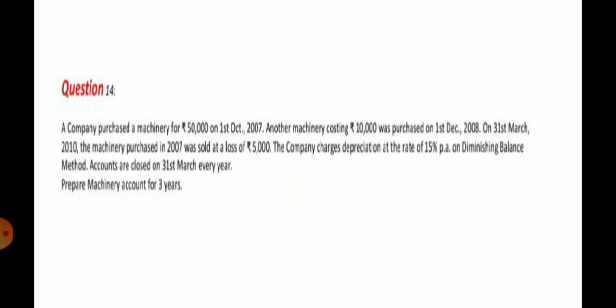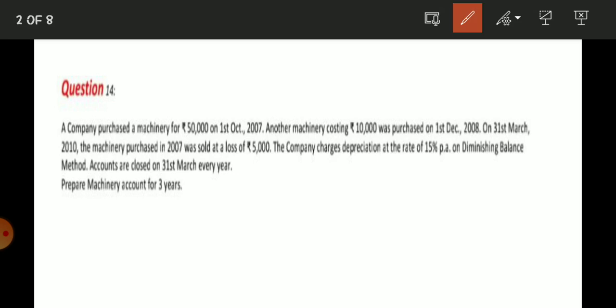A company purchased a machinery for 50,000 on 1st October 2007. Another machinery costing 10,000 was purchased on 1st December 2008. On 31st March 2010, the machinery purchased in 2007 was sold at the loss of 5,000. Company charges depreciation at the rate of 15% per annum on diminishing balance method. Accounts are closed on 31st March every year. Prepare account for 3 years.